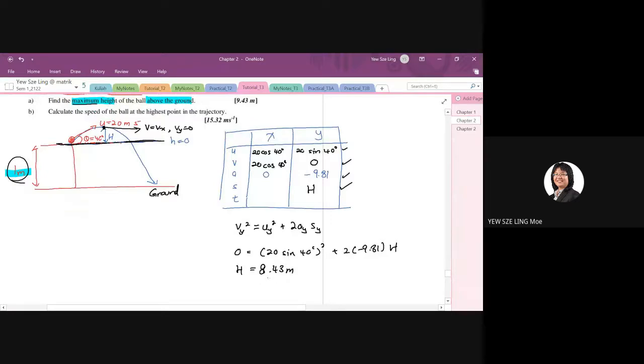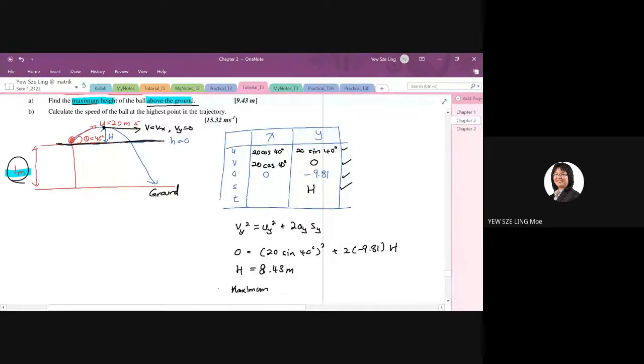Then don't forget, this is not the final answer yet. This is a very common careless mistake in the exam. Students tend to get too excited when they get the answer H equals 8.43. They forgot they haven't answered the question yet. The question is asking for the height from the ground.